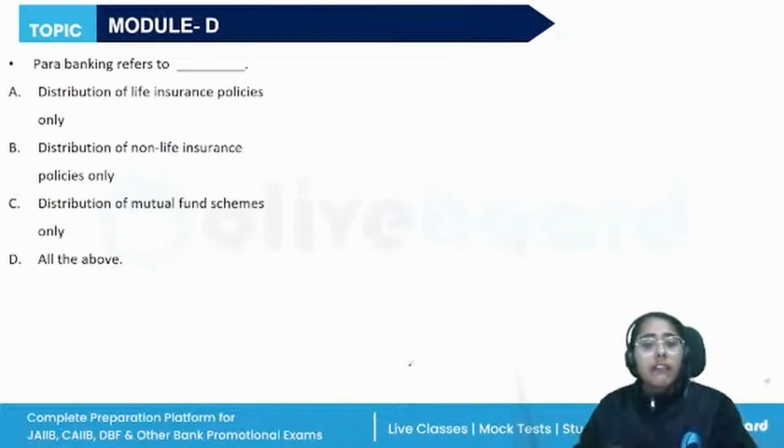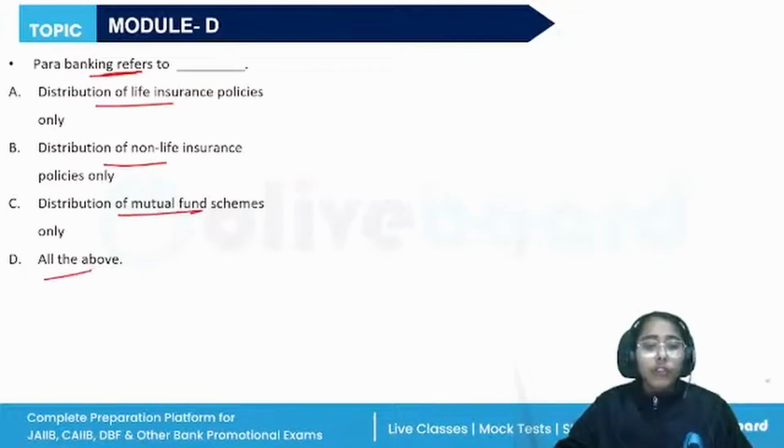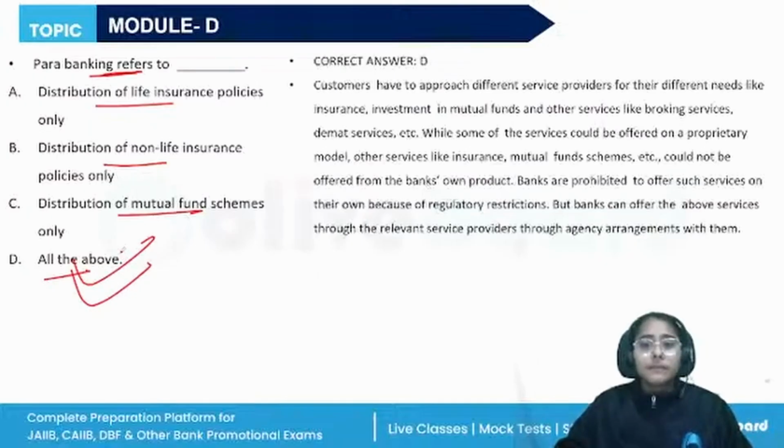Then we have the last chapter of module D, which is the other financial services. First question, para-banking refers to distribution of life insurance policies, non-life insurance, mutual fund, or all of the above. So, para-banking or the third party product refers to the distribution of all of the above, right? This is the meaning of third party or other financial services.